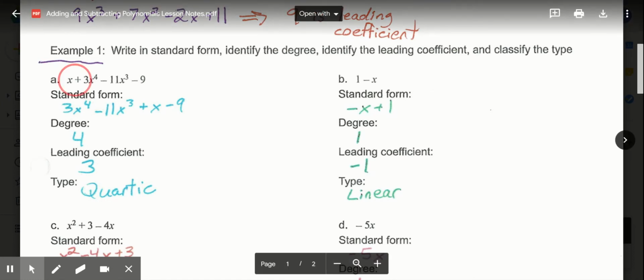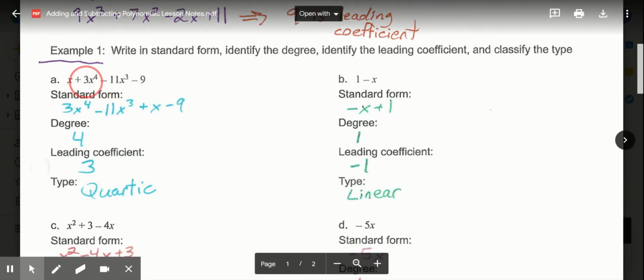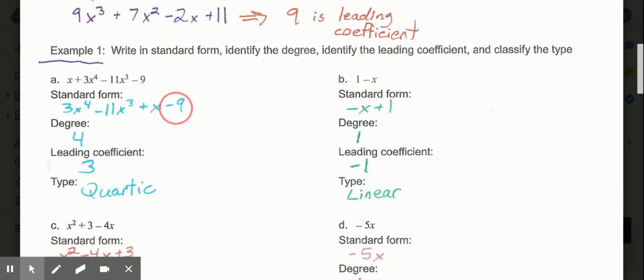So I have x to the first, 3x to the fourth, a negative 11x to the third, and a negative 9. So when I rearrange 3x to the fourth, my largest exponent comes first. Minus 11x to the third, plus the x, and then minus the 9 for the negative 9 here.